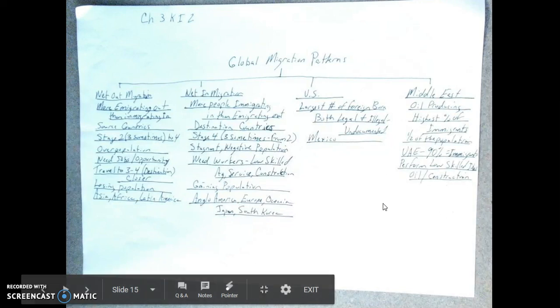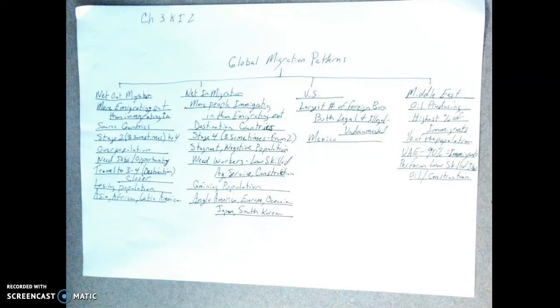Please pause this and find these tree maps in your notes from Chapter 3, KSU 2. If you remember these tree maps in your notes, we talked about global migration patterns, those countries that have net out migration, net in migration, the United States and the Middle East. We talked about those countries that have net out migration. This means you have more people immigrating out than immigrating in, more people leaving than coming.